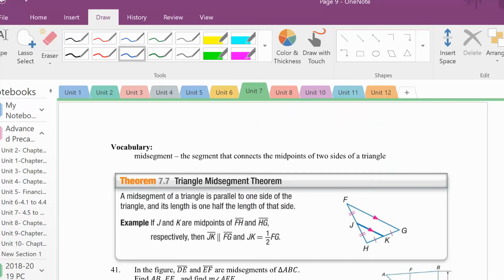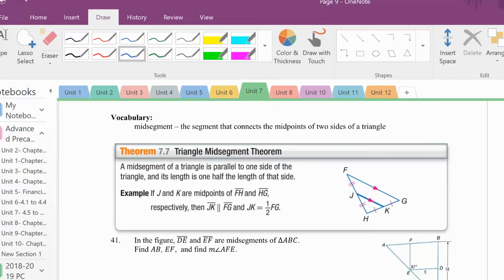All right, so the next one. So now the triangle mid-segment theorem. So if you have that situation where the parts are proportional, in this case, J and K are the midpoints, and it's parallel. So the segment connecting the midpoints is parallel to the base. Therefore, it is going to be half of the base.